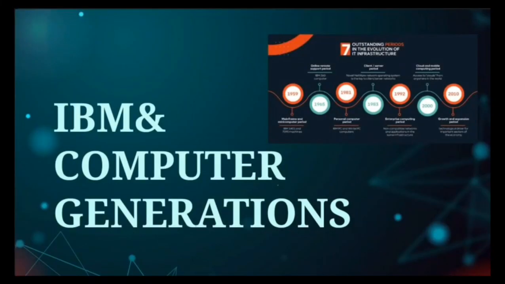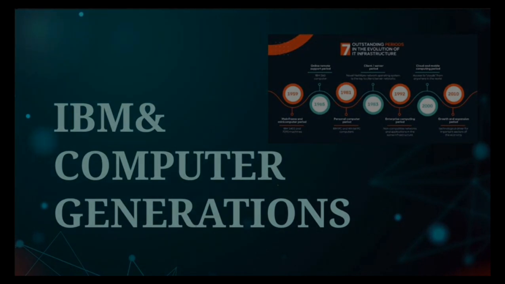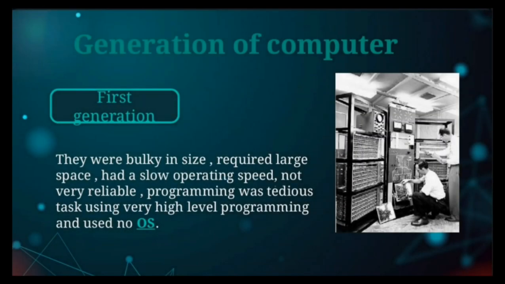Hello everyone. Today we'll talk about generations of computer. Generation of computer refers to how hardware and software have evolved over time. During this time, in the year 1946, the first successful electronic computer called ENIAC was developed, and it was the starting point of the current generation of computer. Let's start with the first generation.